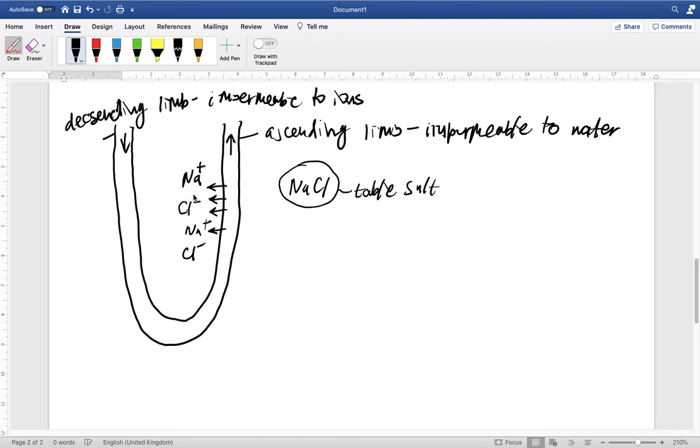Right? So therefore, what you have here is a very salty environment. And by creating this very salty environment, what you're doing in essence is drawing water out of the descending limb. That salty environment acts on the descending limb and draws water out of it through a process called osmosis. This is just a property of how a salty environment acts on water.